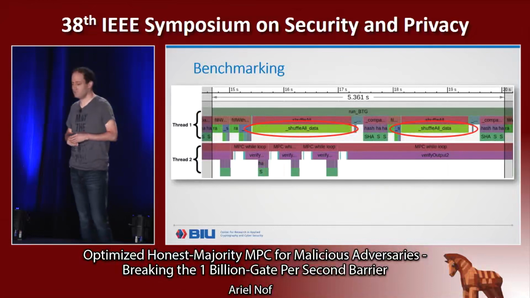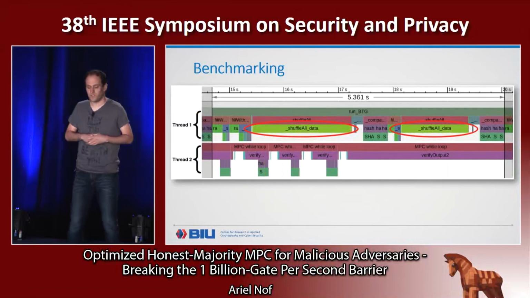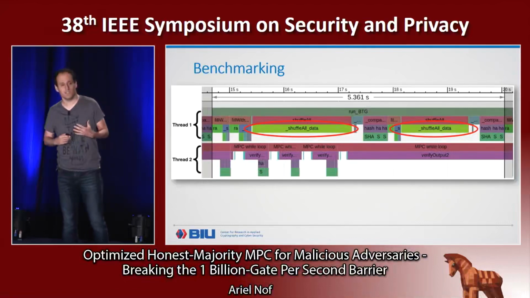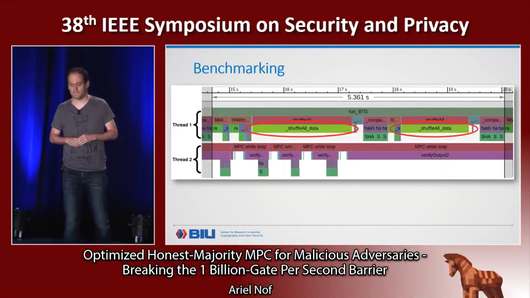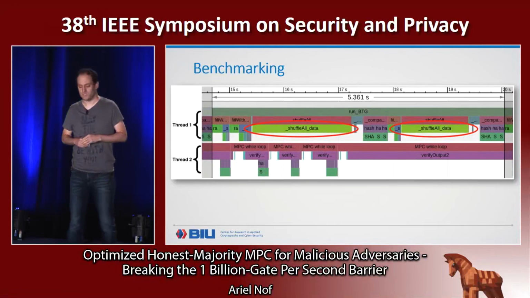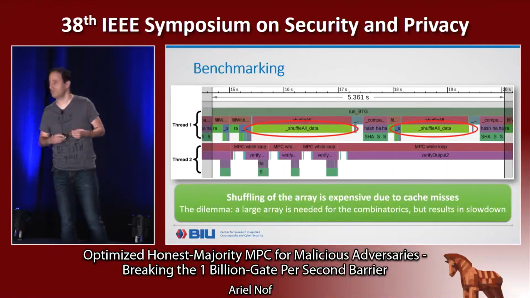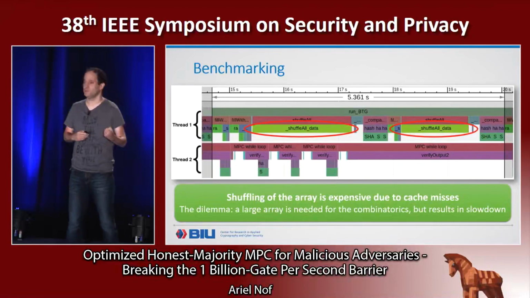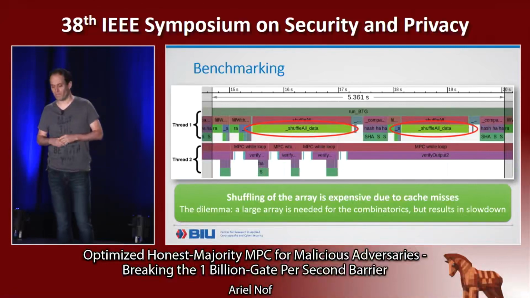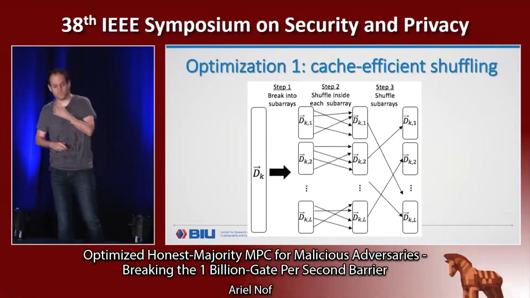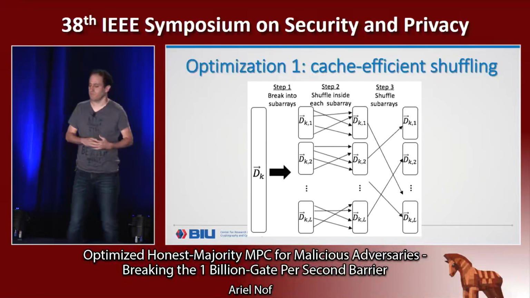I don't know if you can see there in the circle. The first major bottleneck that we found is the shuffling of the data. We shuffle a very large array, the random permutation, and this comes with a cost. The reason why it is so expensive is because we have cache misses. We use the Fisher-Yates algorithm, so every time we swap two cells in the array, this brings cache misses. So our first optimization is constructing a cache-efficient shuffling.